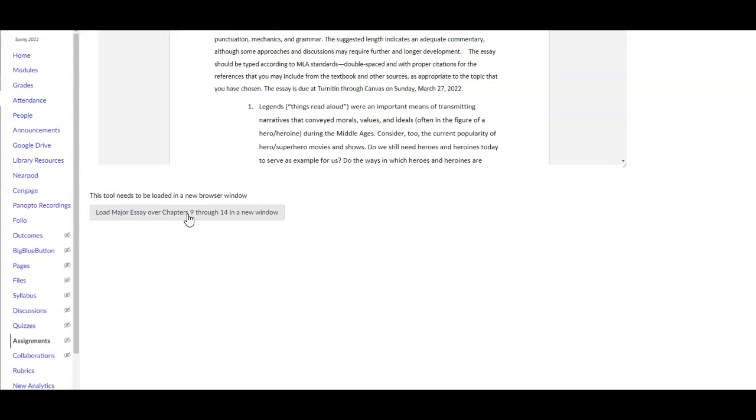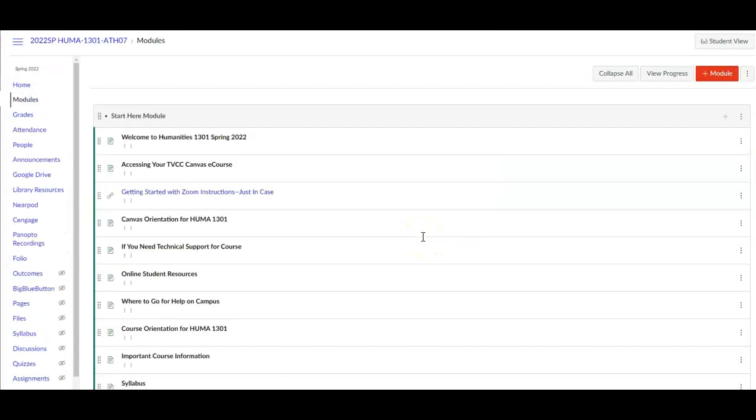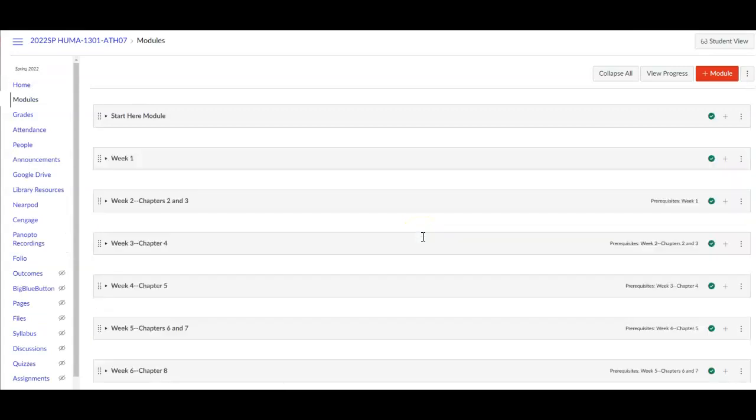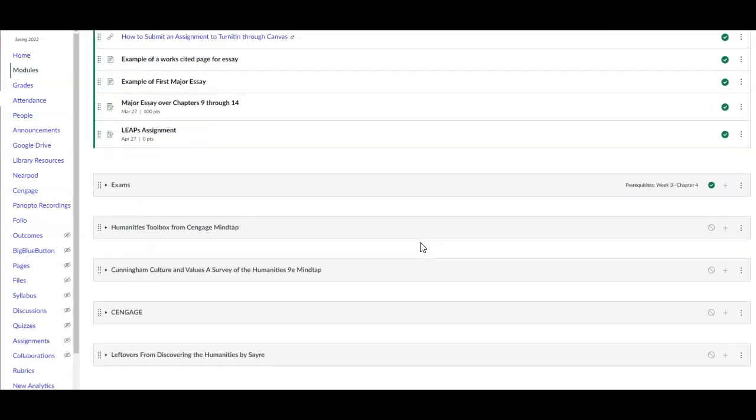It'll ask you to browse your computer, find your saved file, and then you'll upload it from there. Going back to this module, you'll also see not only do I have the instructions for Turnitin.